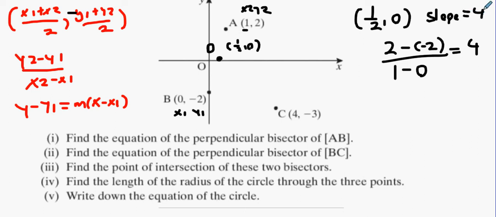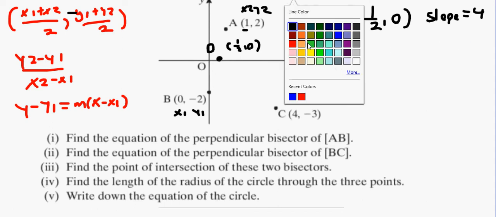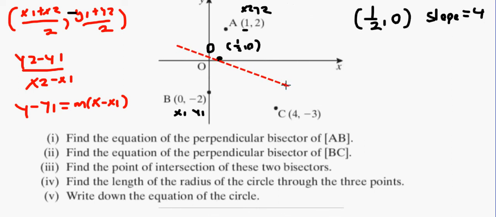Did everybody get that? A half 0, slope of 4? Awesome. Now, you don't want the slope of 4. What you want is the perpendicular line that goes through it. So you want this red line here that's perpendicular to your original line.